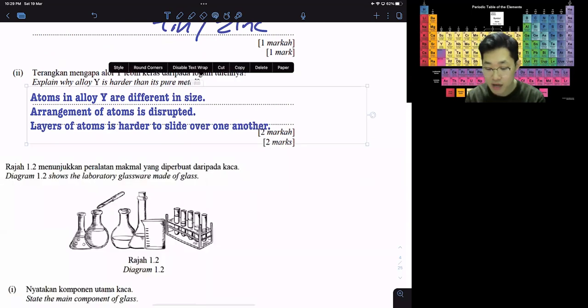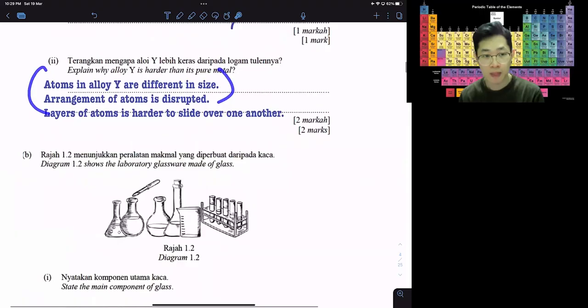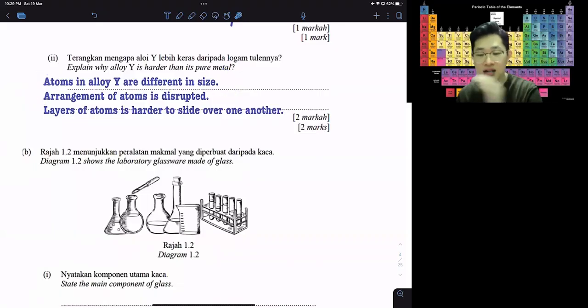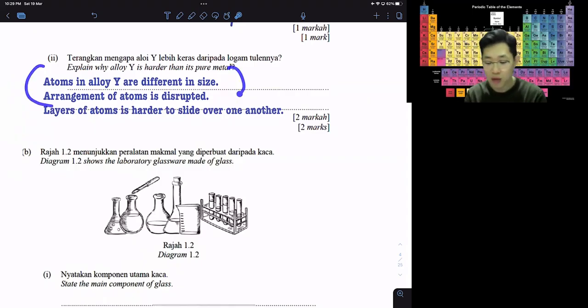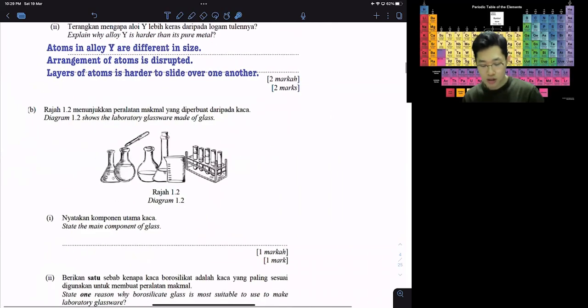If it is 2 marks, they will give you 1 mark for this, because normally you can actually put it into one sentence, which is: atoms in alloy Y are different in size and the arrangement of atoms is disrupted. So they give you 1 mark. Okay, so next.